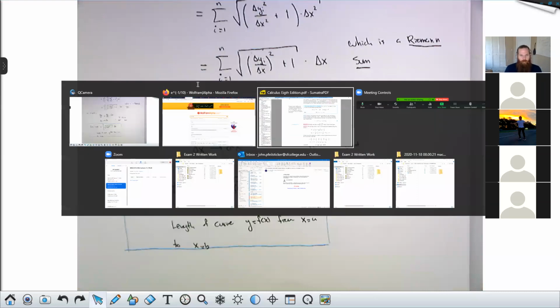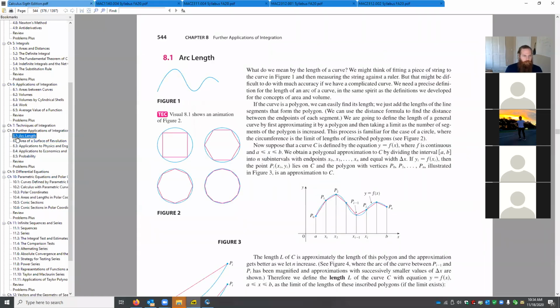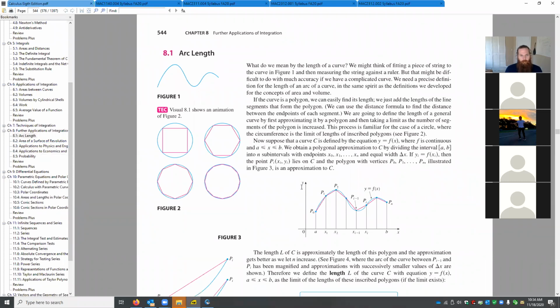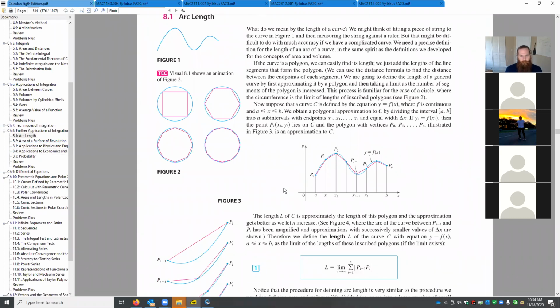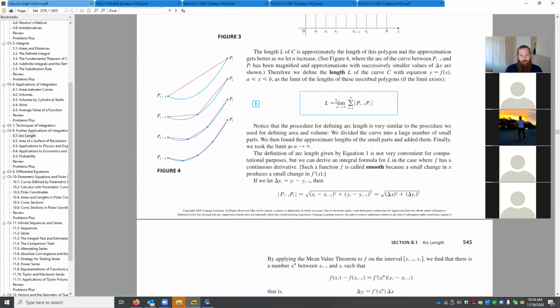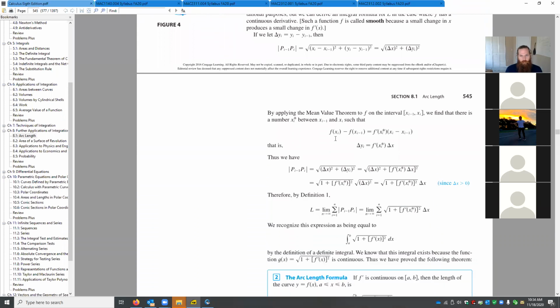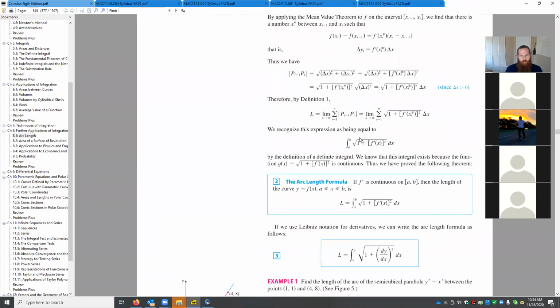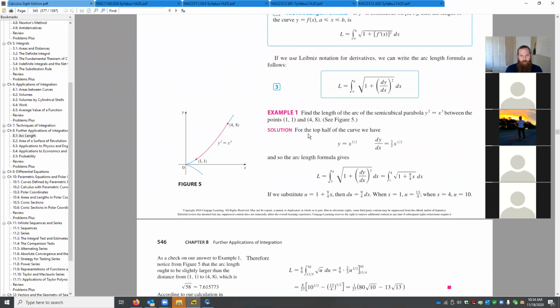I'll grab an example from your textbook. And you'll see here the same picture that I showed you. And they say the exact length is the limit as n goes to infinity of the sum of the short lengths. They use the distance formula, and they get the same formula we did. So they want us to look at a semi-cubical parabola. They want us to find the length of y equals x to the 3/2 from x equals 1 to x equals 4.